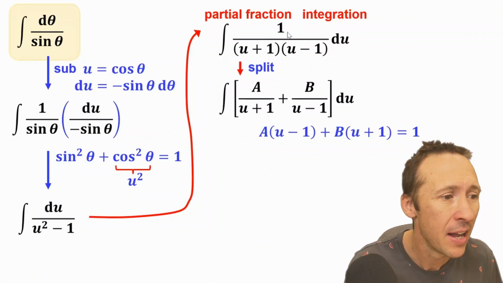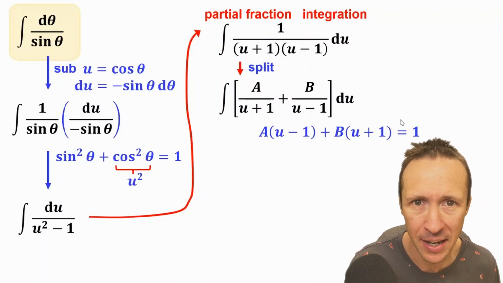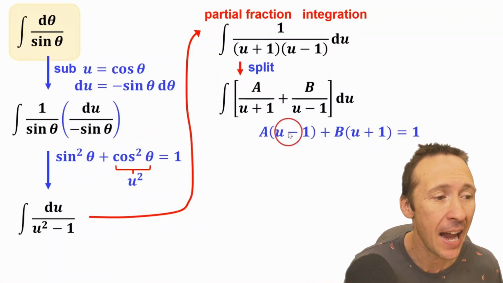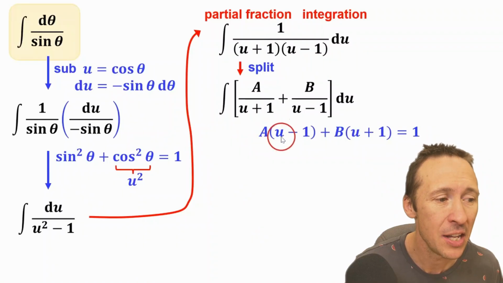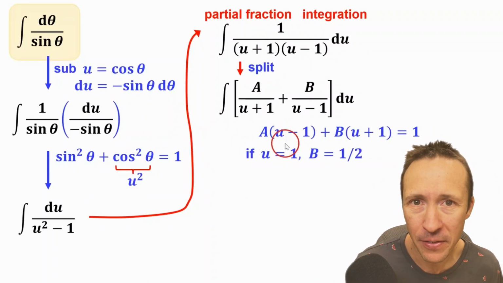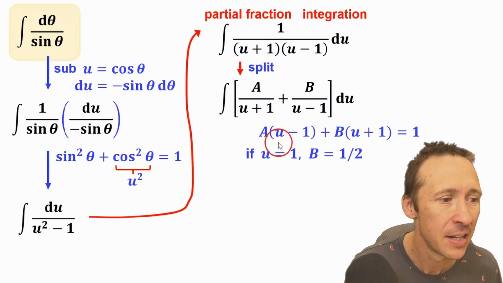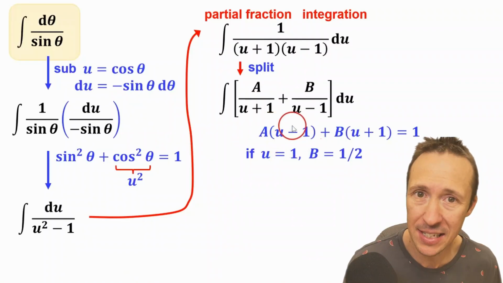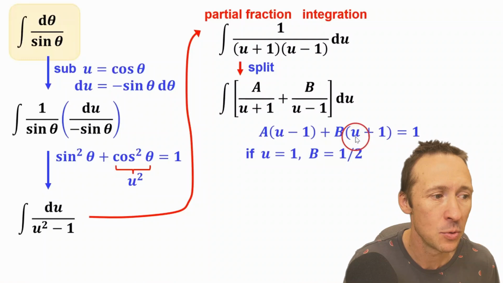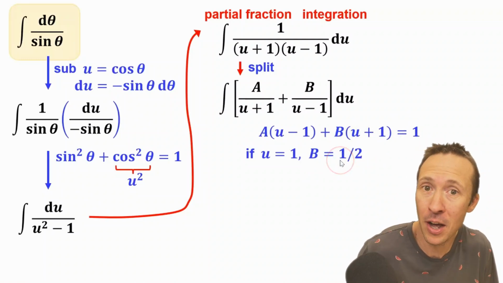Okay, so we have one equation and a bunch of unknowns, so we shouldn't be able to solve for anything, but the trick is that u can be anything. It could be any real number. So we'll set u equal to something to help us out. And the most obvious is to set u equal to 1, because if we do that, then this left-hand term is 0. And then we have b times 2 equals 1, so b equals a half. So we got our b.